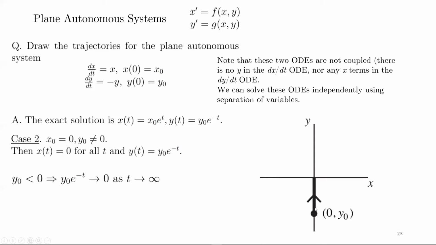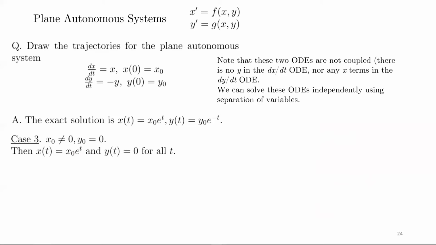And in fact, it's exactly the same if y naught is less than 0. So if we start on the y-axis below with negative y, so y naught is negative, as t goes to infinity, this is still going to 0, right? So we're still approaching this origin 0, 0 if we start on the y-axis.